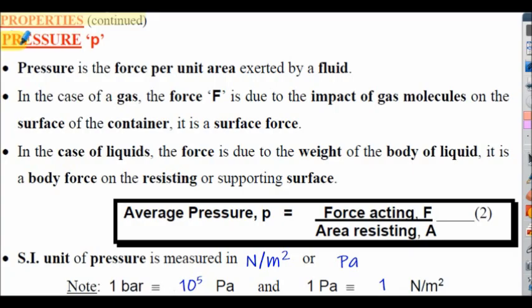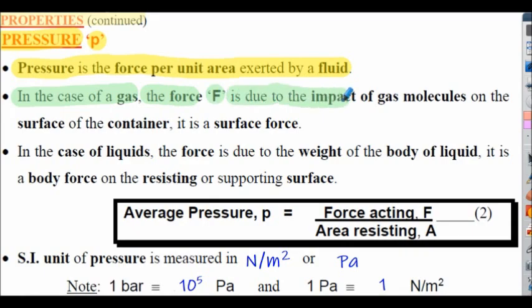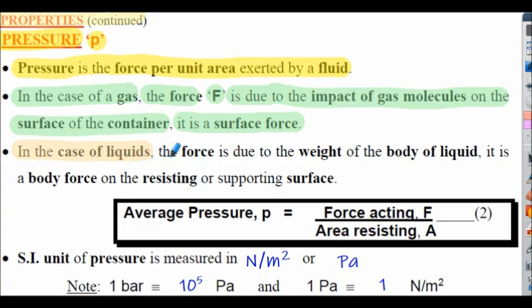Let's consider pressure, denoted as lowercase p. So pressure is the force per unit area exerted by a fluid. In the case of a gas, force, capital F, is due to the impact of gas molecules on the surface of the container, so it is a surface force. In the case of liquids, the force is due to the weight of the body of the liquid, so it is a body force on the resisting or supporting surface.